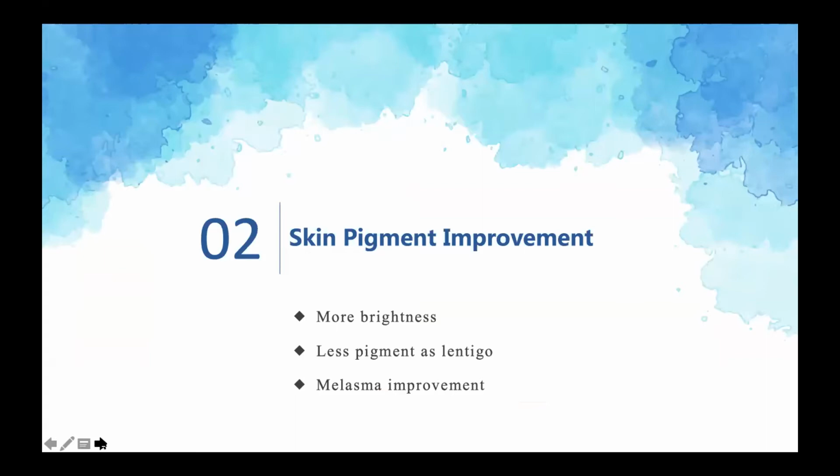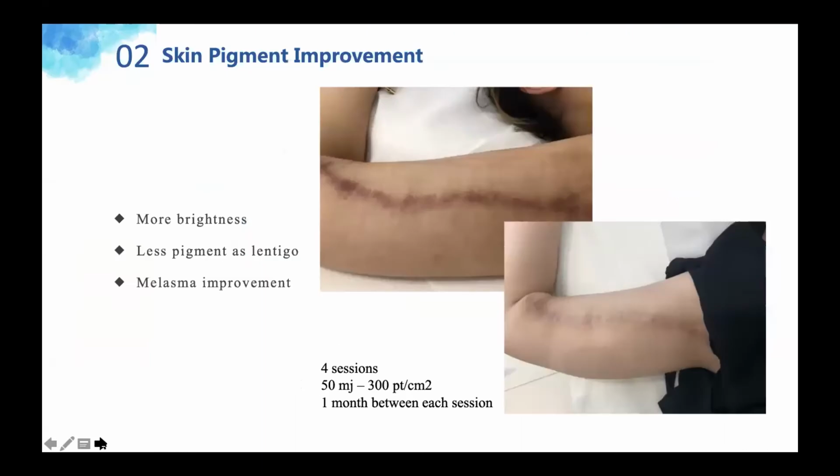And I have also a big improvement with skin pigmentation of scars of patients. After 4 sessions, you can see brighter skin on the scar and less inflammation of patients who have scars on the arm. We have good results on lentigo too on the face, and also melasma. It can be good, but sun blocker is very important.